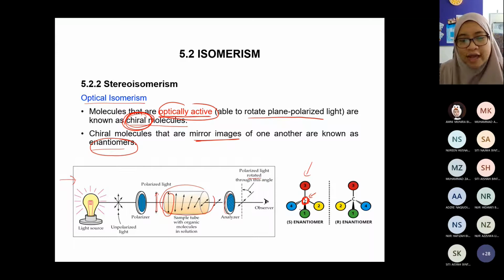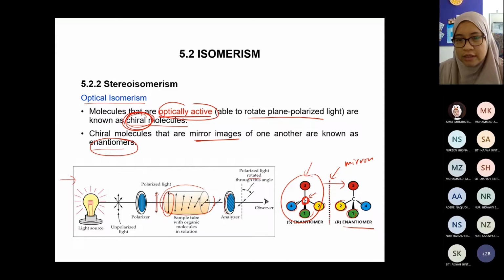Okay, so how do we draw these isomers? We have identified that this molecule is chiral, so how do we draw the isomers of this molecule? This isomer is known as the enantiomer. What we need to do is draw this dashed line. This dashed line actually represents the mirror. So it's simple, you basically draw the mirror image of this molecule, guys. As you can see, the top is the same. Number 2 should be side by side, and then number 1 is a straight line. It should be the same.